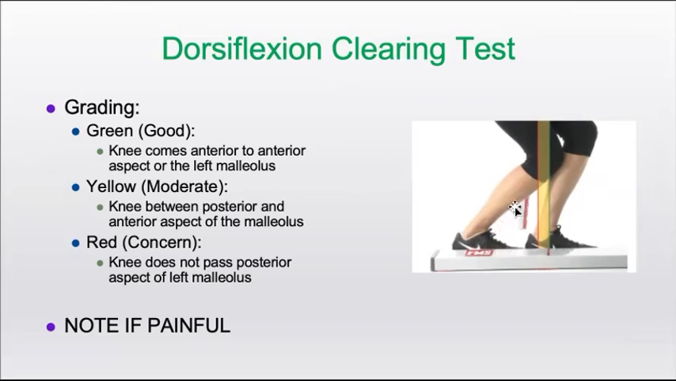If the knee goes anterior to the anterior aspect of the lateral malleolus, this is considered green. It's a gold standard, good dorsiflexion in that posterior ankle. If their knee only makes it, let's say, between the anterior and the posterior aspects of the lateral malleolus, this is okay. This is kind of what's expected, but it's not excellent. And if they can't actually reach the posterior aspect of the lateral malleolus with the front of their knee, then this is sort of a concern, and we should likely be looking to address the dorsiflexion in the ankle.